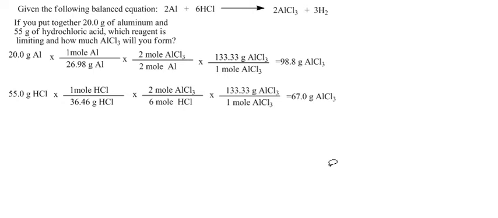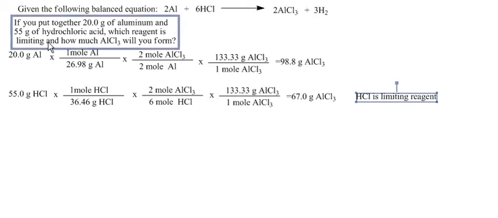So what this means is that the HCl is the limiting reagent because it runs out. We can only make 67.0 grams of aluminum trichloride. So we've answered both of our questions: which one runs out, the limiting reagent, and how much AlCl3 will be formed.